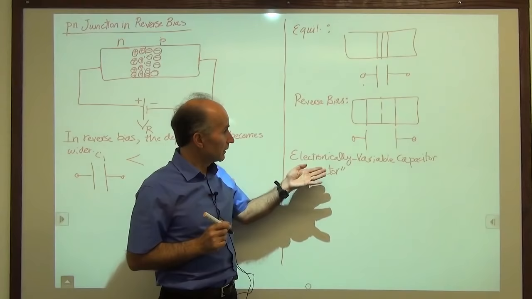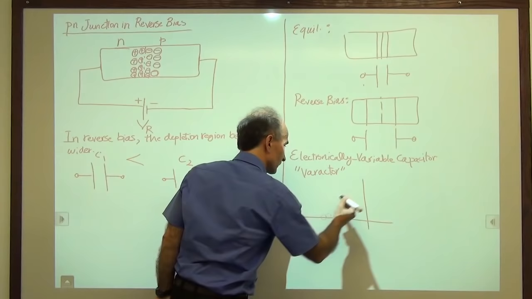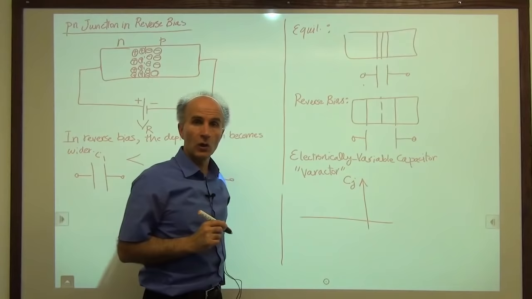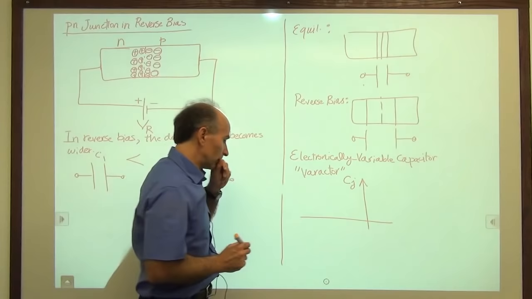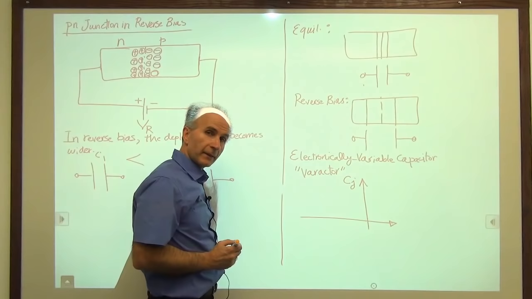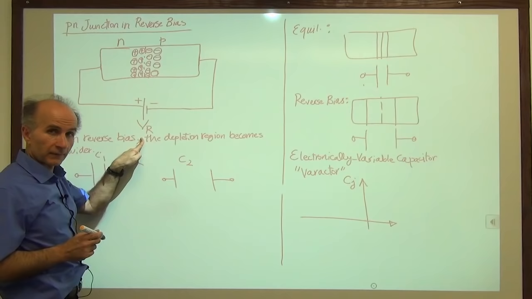Now, can I plot the value of this capacitor as a function of this voltage? Yes. So here's what it looks like. This is what we will call CJ. CJ denotes junction capacitance. It's a PN junction, it just happens to have a capacitance, so we call it CJ. The horizontal axis is the voltage. Now, it's customary to draw the capacitance for a negative voltage. Here comes a bit of confusion, because VR with this type of polarity is actually positive. So you have to be careful. I will just write here: reverse bias.